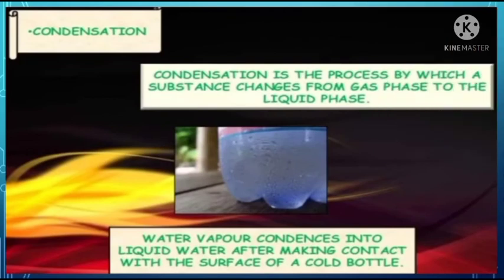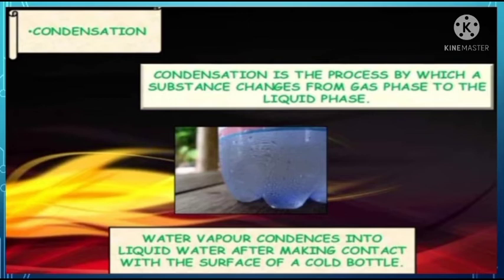Next, the fourth activity, the condensation method. Condensation means cooling. It is a phase transition method. Vapor condenses and is converted into liquid again. So this method is called condensation, the process by which a substance changes from the gas phase to the liquid phase.